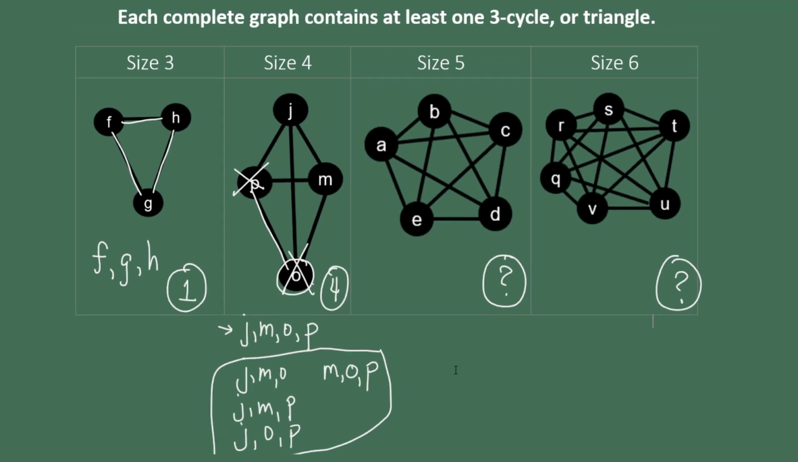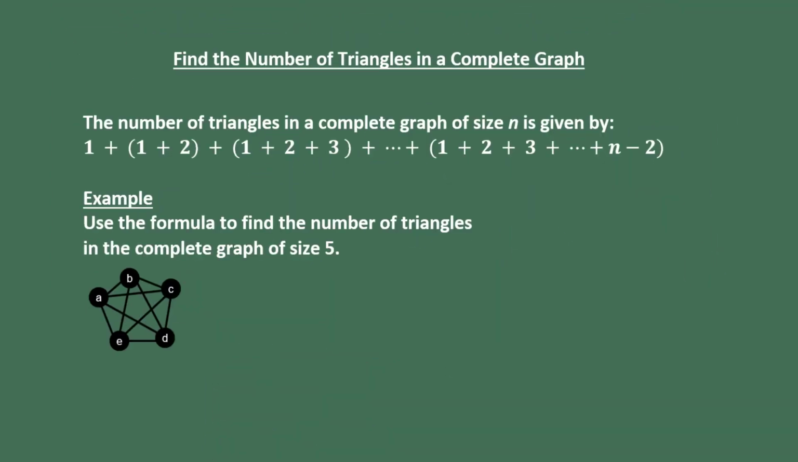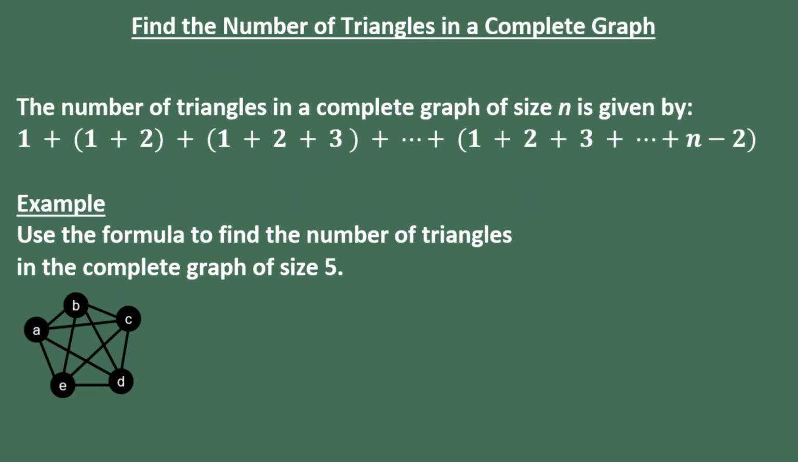for larger complete graphs. Luckily, there are a few convenient ways to count the number of triangles in a complete graph. One way is to use the following formula. It tells us to find the number of triangles using this pattern where you add 1 plus the sum from 1 to 2, plus the sum from 1 to 3, plus the sum from 1 all the way up to n minus 2, whatever that number may be.